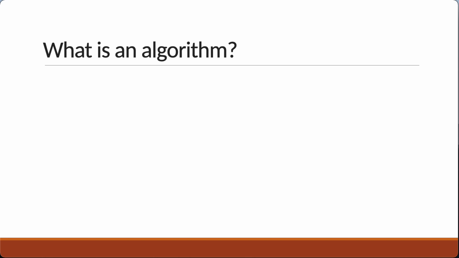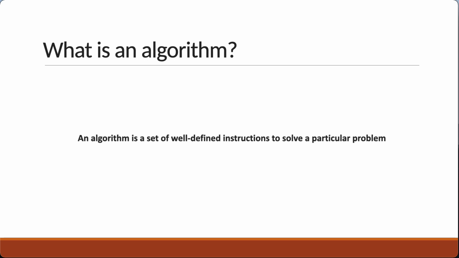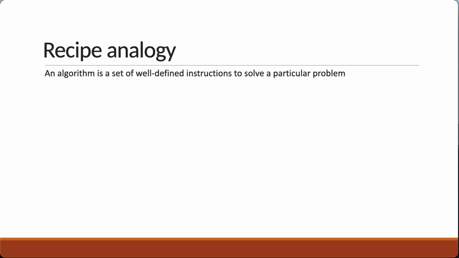In this video, let's understand what is an algorithm. In the most general sense, an algorithm is a set of well-defined instructions to solve a particular problem. The simplest real-world analogy is that of following a recipe.